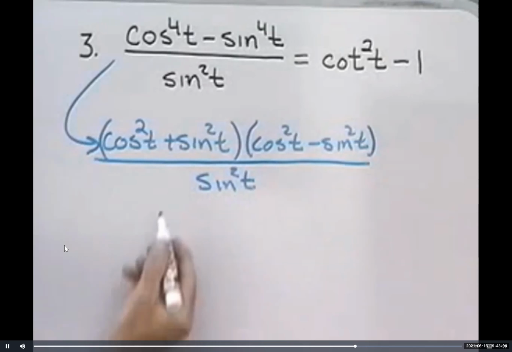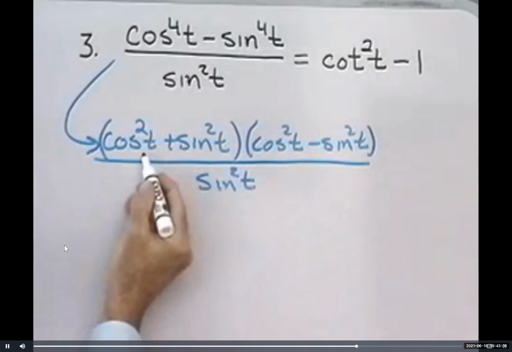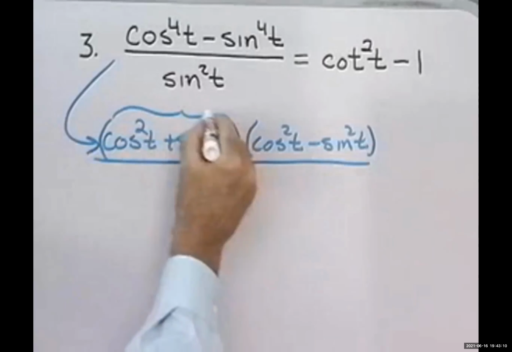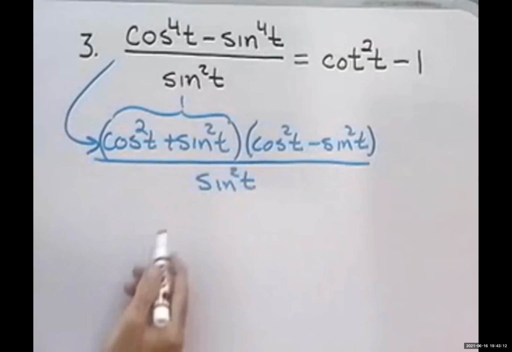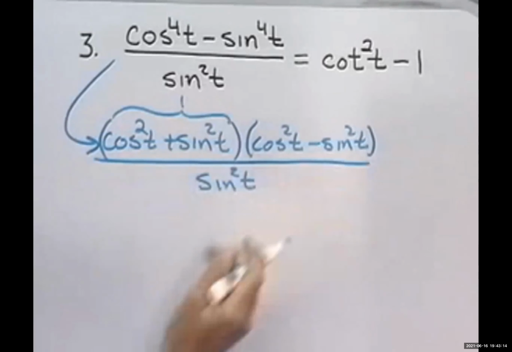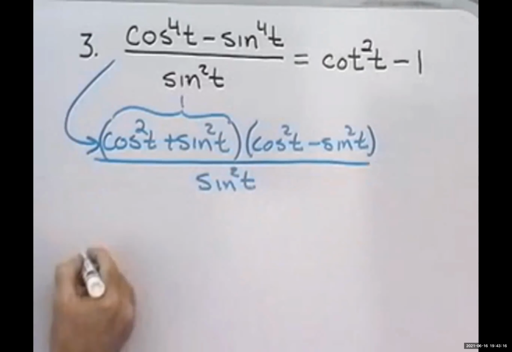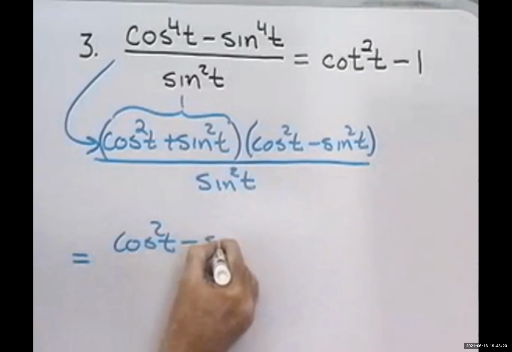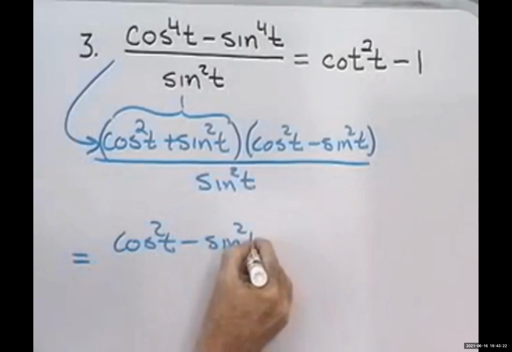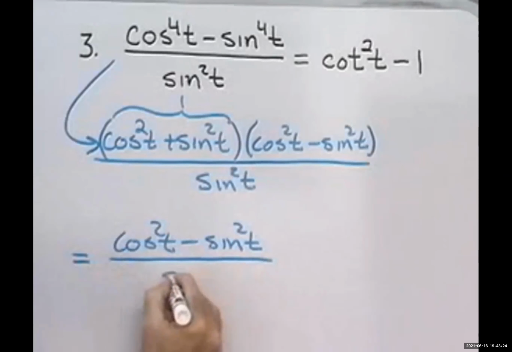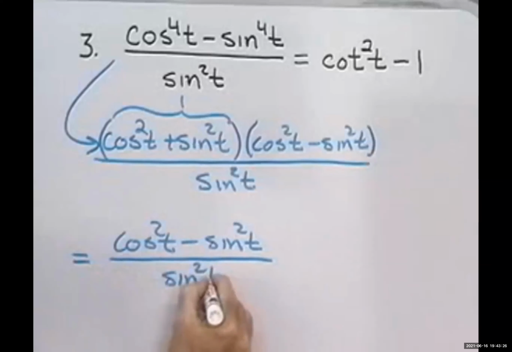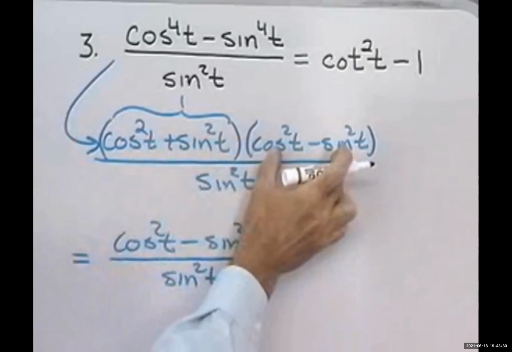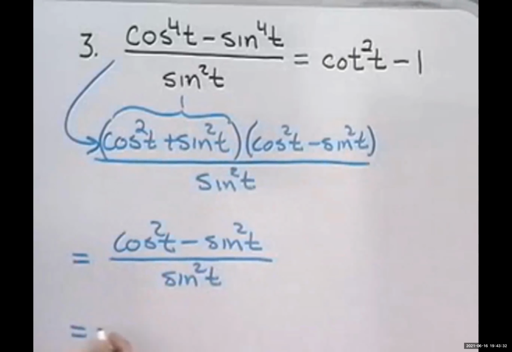Let's see what the instructor does. Look and see here, I have cosine squared t plus sine squared t, and I know that that is simply equal to 1. So I have 1 times cosine squared t minus sine squared t. So this is going to be equal to cosine squared t minus sine squared t all over sine squared t, using my Pythagorean identity that says that this is 1, so 1 times this is just itself.